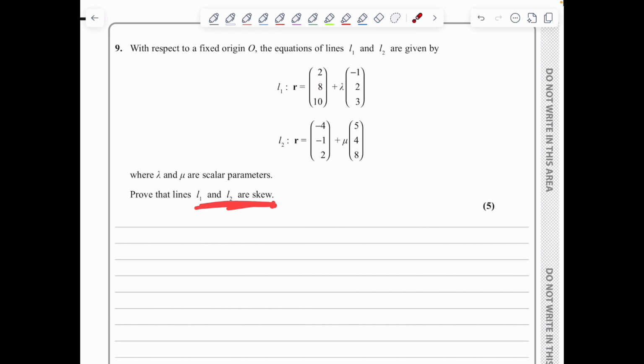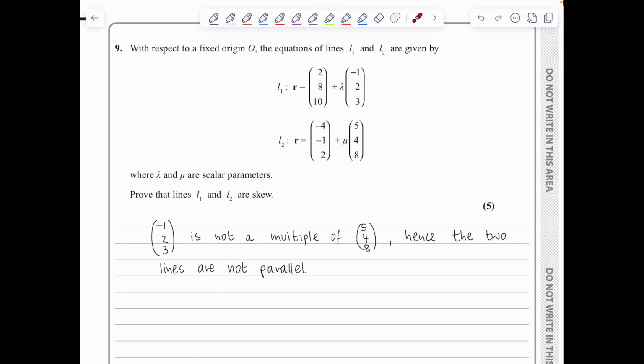Instead, we will start by stating that if we look at the direction vectors of the two lines, they are not multiples of each other, and therefore the two lines are not parallel. So we rule out the possibility of them being parallel, and then I will investigate the possibility of them intersecting. So I'll be equating the i and then the j and then the k components. So I will be doing 2 minus lambda being equal to minus 4 plus 5 mu and so on.